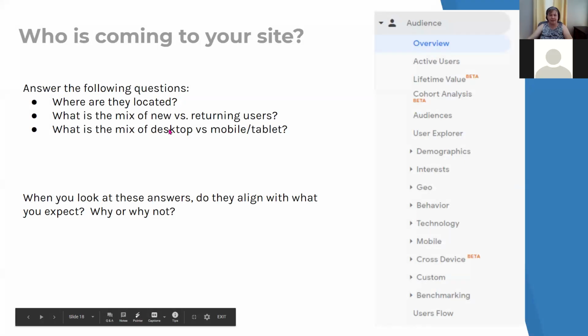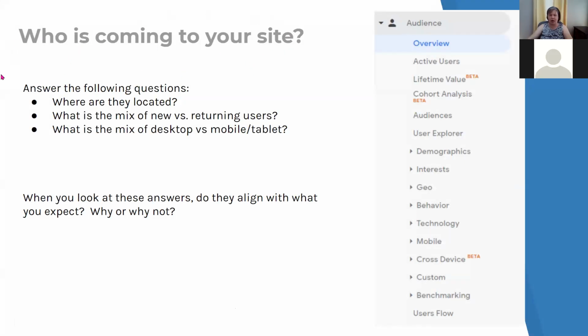All right, so what I would like you guys to do is try and go into your Google Analytics and look who's coming to your site. Where are they located? What is the mix of new versus returning users, and what is the mix of desktop versus mobile and tablet? So again, if you go into audience, then you're going to go into geo if you're trying to find where are they located, and then you're going to click on location.